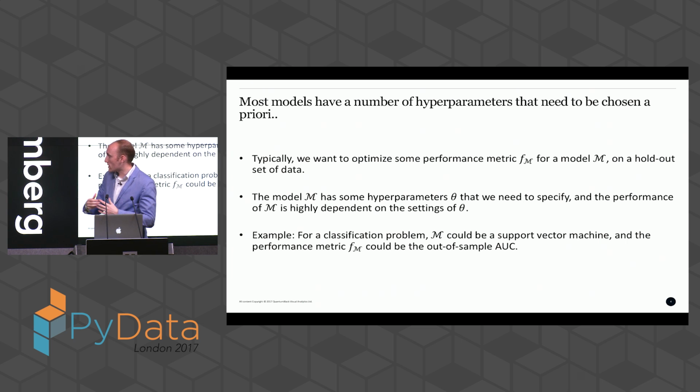And what I want to talk about today is, how can we choose these hyperparameters in a systematic way? And again, so we have the model, and we have some kind of performance metric we want to optimize. So in the case of classification, for example, you could say, I want to maximize the area under the curve on a test set.